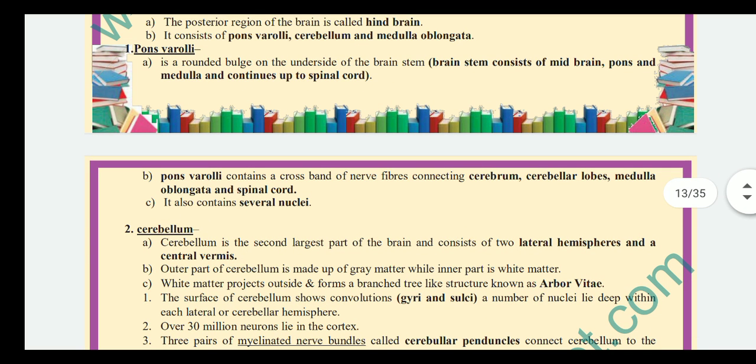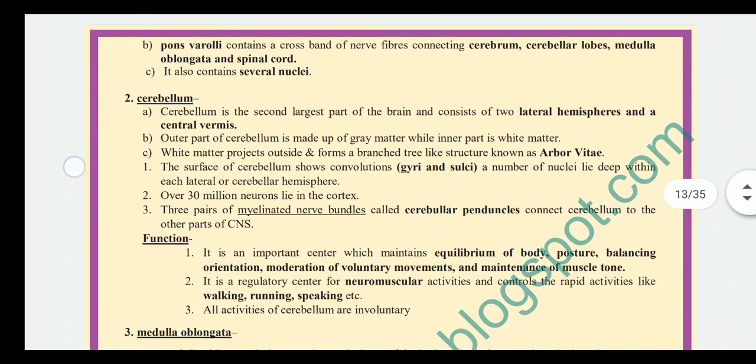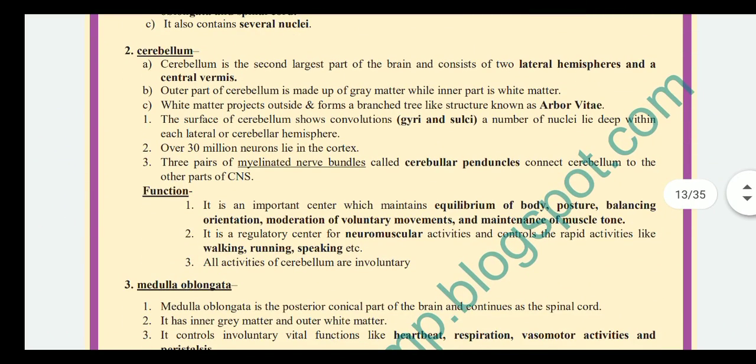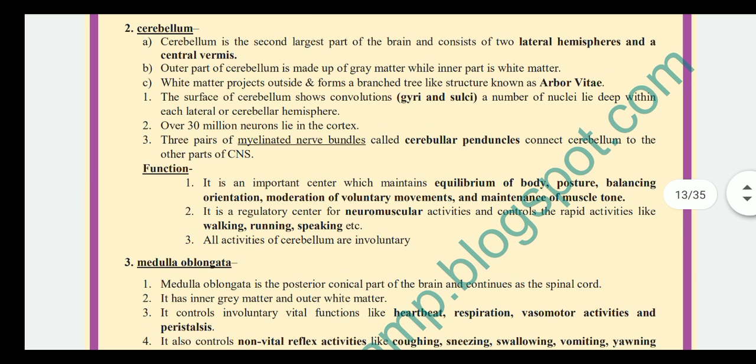Pons varoli is a rounded bulge on the inner underside of the brain stem, that is at the base. The brain stem consists of the midbrain, pons varoli, medulla and continues up to the spinal cord. You have to check the diagram simultaneously. Pons varoli contains a cross band of nerve fibers connecting the cerebellum, cerebellar lobes, medulla oblongata and spinal cord. It also contains several nuclei.